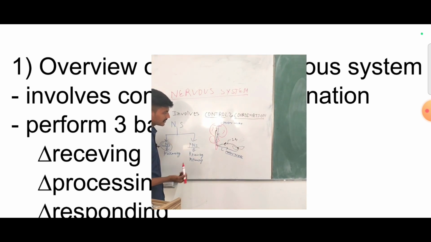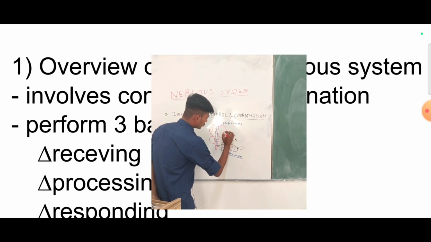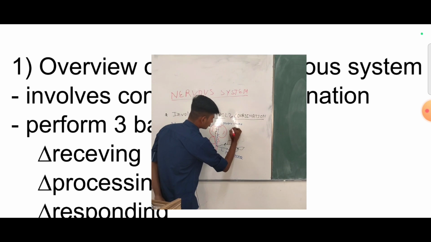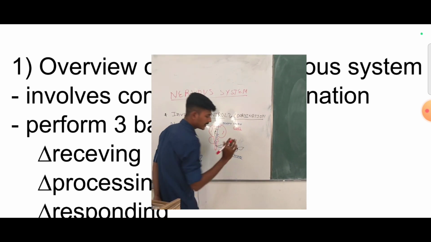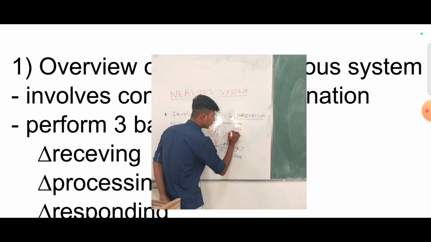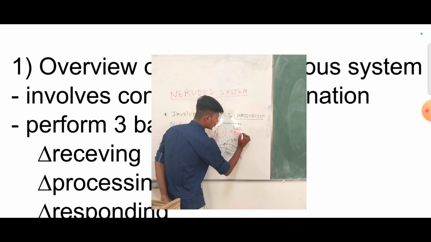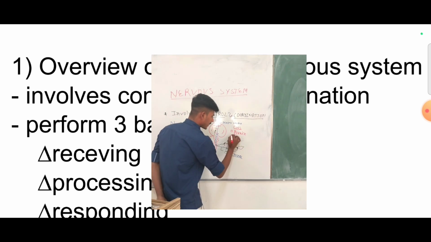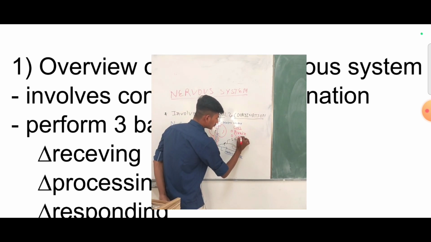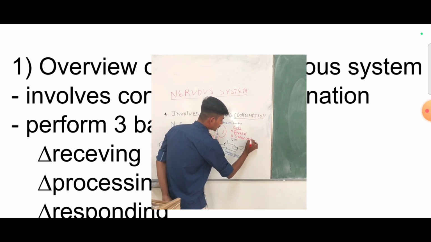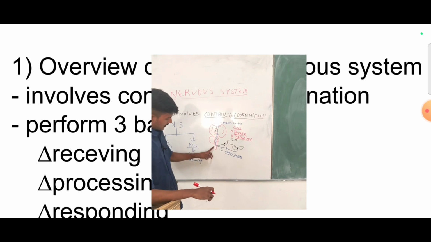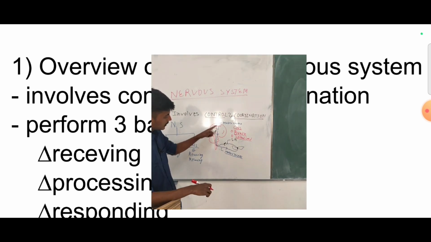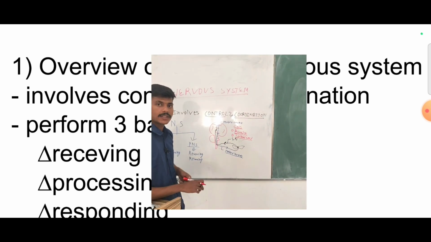Second thing is the central nervous system and the peripheral nervous system. In the case of the central nervous system, two things come. The first thing is called the brain, clear? First thing is brain, and second thing is spinal cord. Clear? That's the division of the central nervous system. Spinal cord and brain are the parts of the central nervous system.